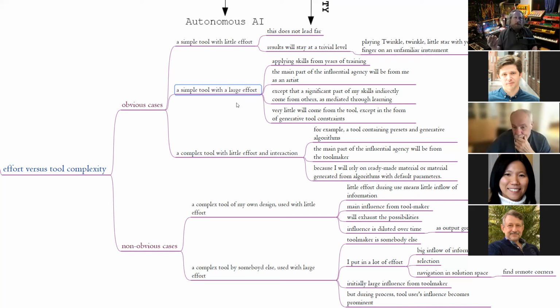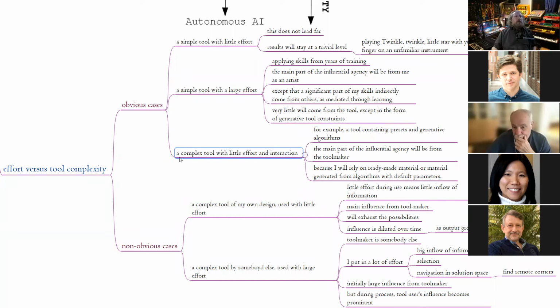A simple tool with a large effort, where I apply skills from training, that is basically part of the effort, and I spend a lot of time with it, then the main part of the influential agency will be from me as an artist, not so much from the tool maker, because the tool is maybe quite simple. But of course, there is also a lot of influential agency that influenced my preferences, etc. But that's slightly different. Very little will come from the tool, because it was a very simple tool. So still, I can write a symphony with a pen and paper, or I can do a very complex performance on a violin if I'm a violinist. I can't do that, but others can.